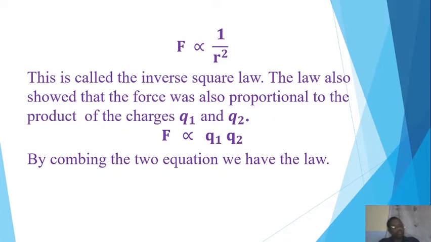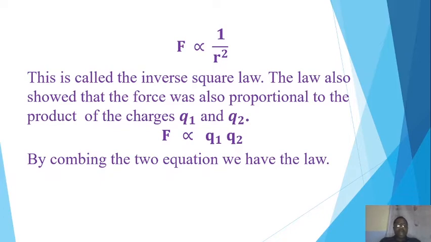You should take note of that, because in the exam they will ask you which of the laws obey the inverse square law. You know it is the electric, magnetic, and gravitational fields. So when you look, you see F is inversely proportional to R square, and F is directly proportional to Q1 Q2.